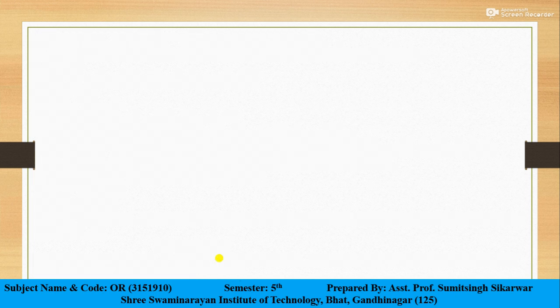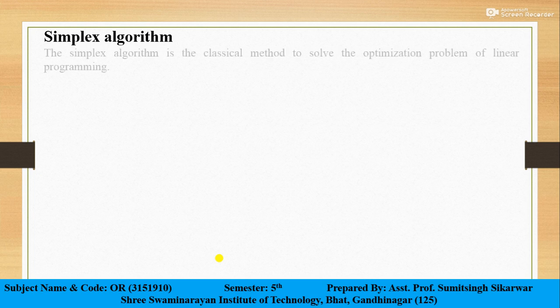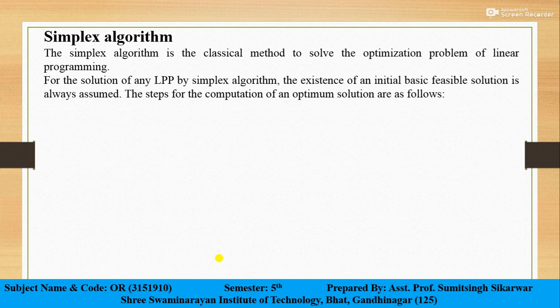Now let us move on to the simplex algorithm. The simplex algorithm is a classical method to solve the optimization problem of a linear programming. For the solution of any LPP by the simplex method, the existence of an initial basic feasible solution is always assumed, as was the case with xb in our previous slide. The steps for computation of an optimal solution are as follows.